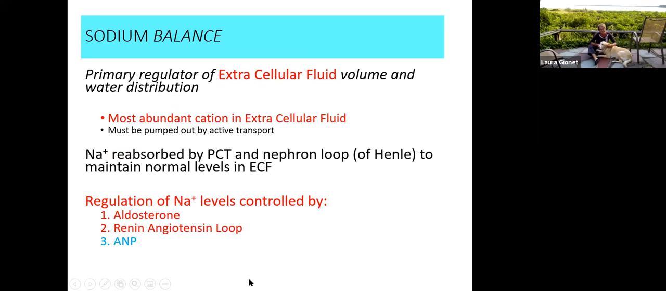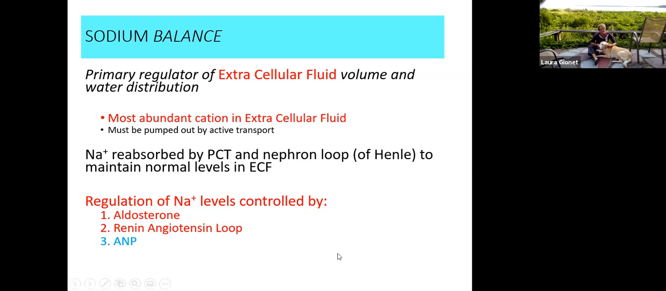Sodium balance: the primary regulator of extracellular fluid volume and water distribution is going to be sodium. Because where sodium goes, chloride goes. Where salt goes, water goes. And it's the most abundant cation in extracellular fluid. Sodium is reabsorbed by the PCT and the nephron loop, the loop of Henle, to maintain normal levels.